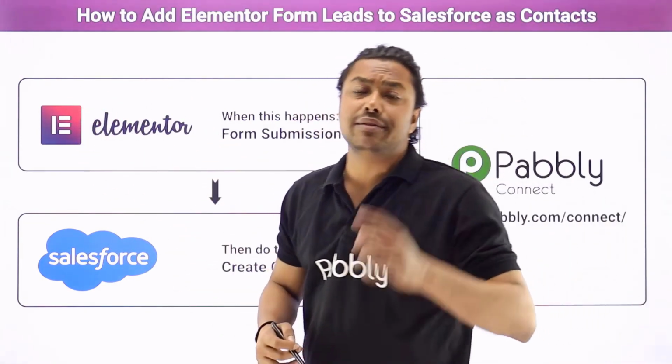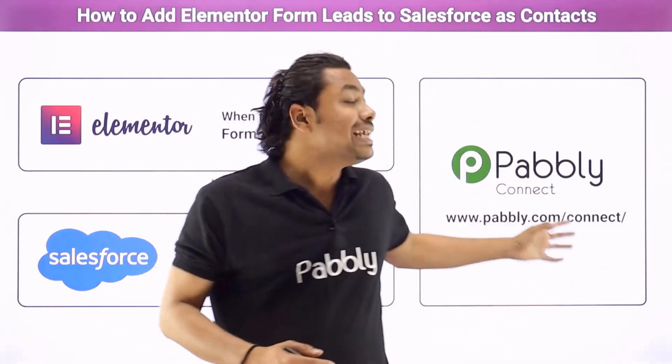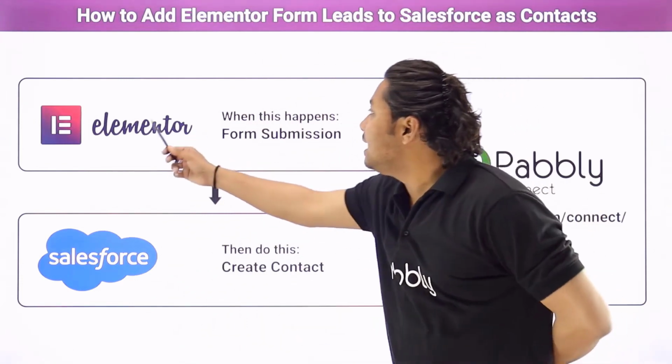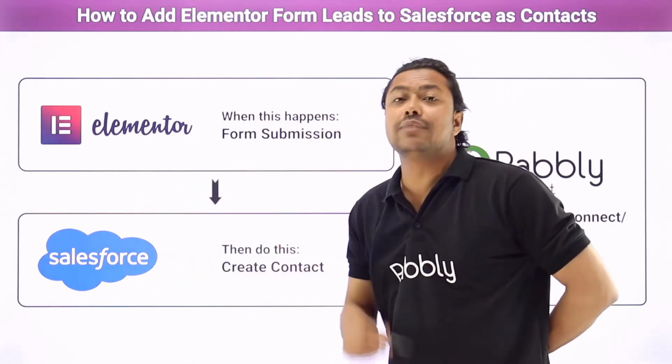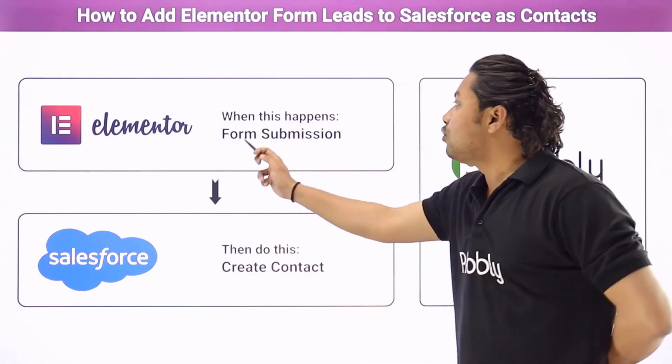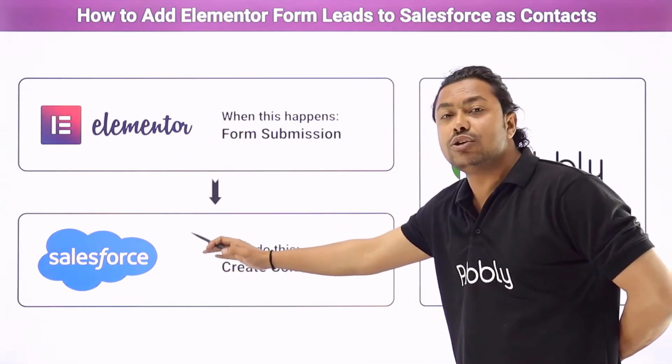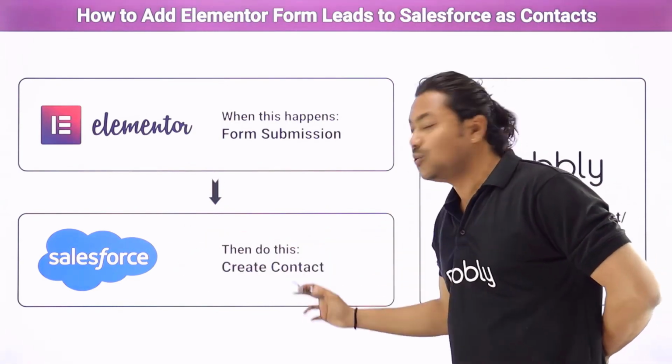Now to do this automation, we are going to use an integration and automation service, Pabbly Connect, which will help you connect Elementor and Salesforce together, so that whenever a new form submission is done in Elementor, those details will be saved into your Salesforce account as a new contact.